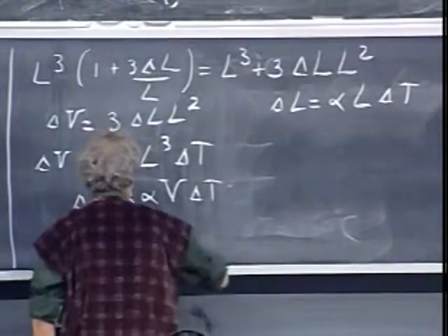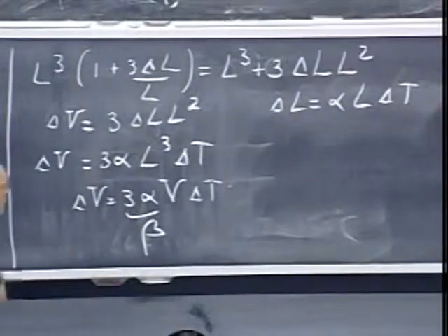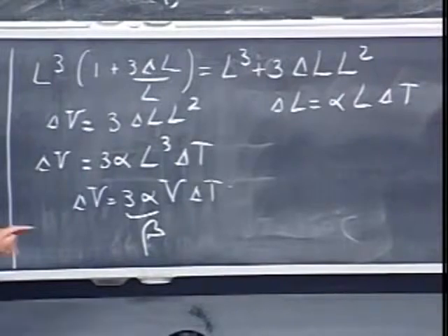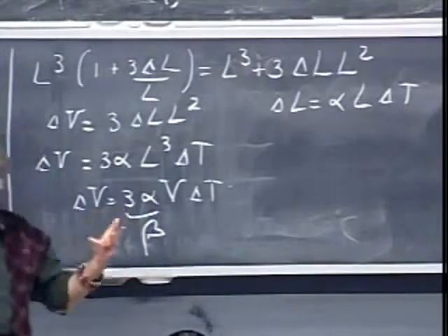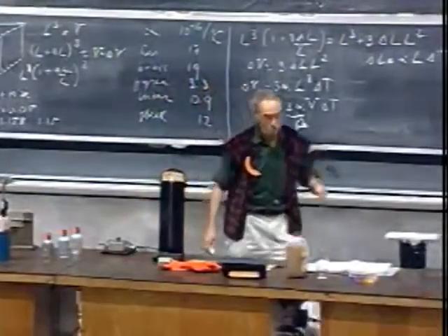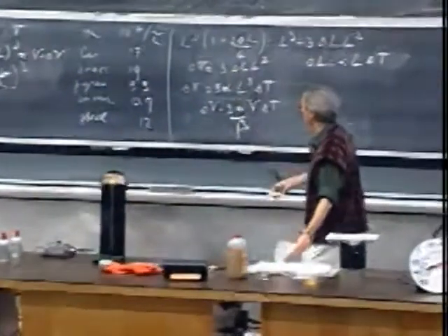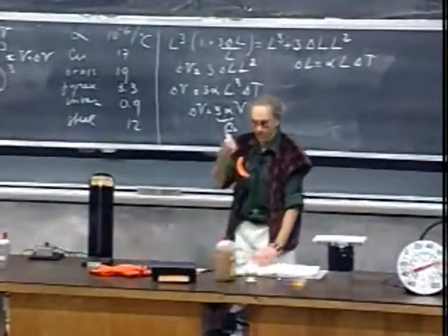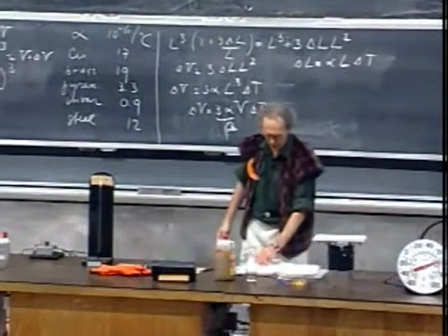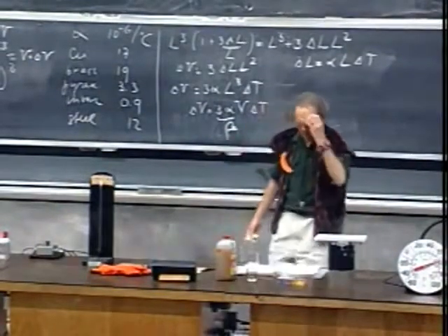And so I now find that delta V equals 3 alpha times the old volume times delta T. And this one is often called beta. Beta is the cubical expansion coefficient as opposed to the linear one. So you will say, well, big deal. I mean, why are you talking about beta? Because if we have the values for alpha, all we have to do if we go to a volume is make that beta 3 alpha, and we are in business.